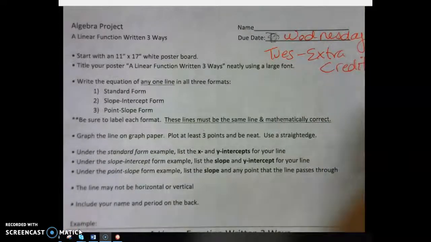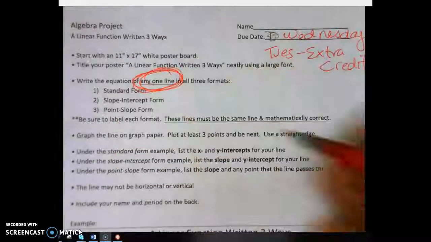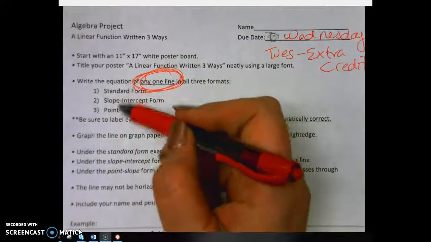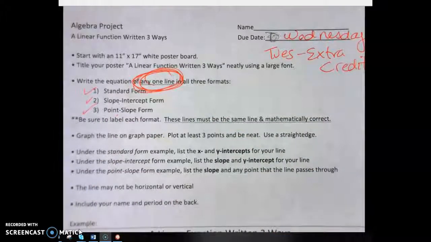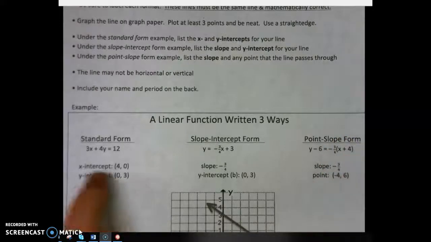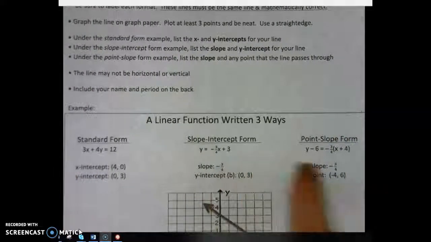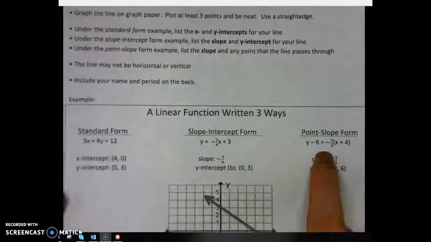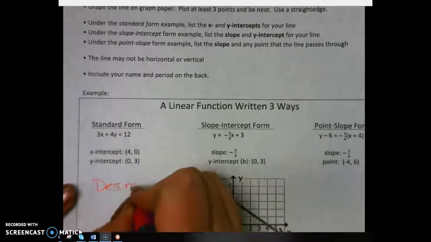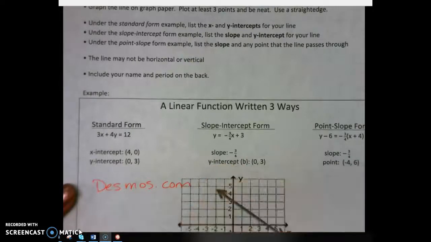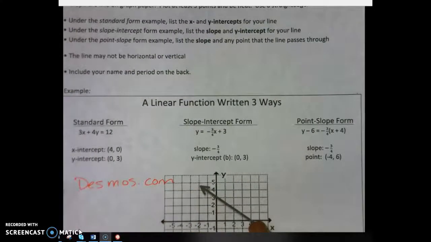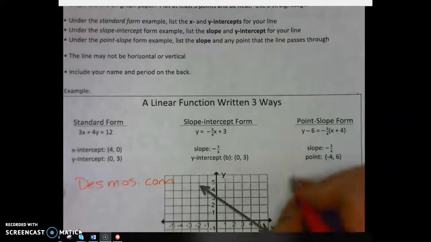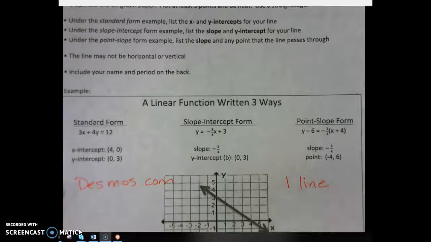Okay? You are writing one line. You are writing it in all 3 different ways, but it must be the exact same line. When you look at the example right here, if I put each of these into the Desmos.com graphing calculator online, that line would each time look exactly the same as this. It would not be 3 different lines. Okay? This is one line, 3 different ways.